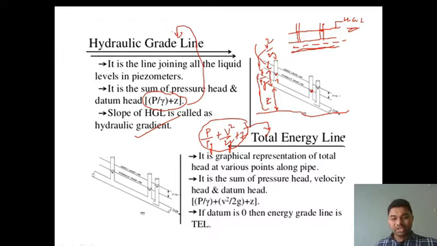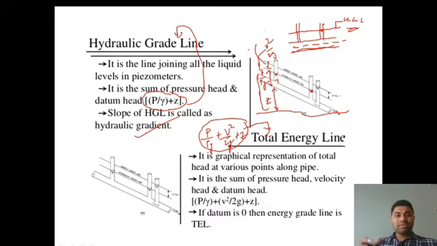It is a sum of pressure head, velocity head, which is also known as kinetic head, and datum head. If the datum is 0, then the energy grade line is the total energy line. What do we mean by datum is 0? If the pipe is horizontal, then the value of z will be 0.